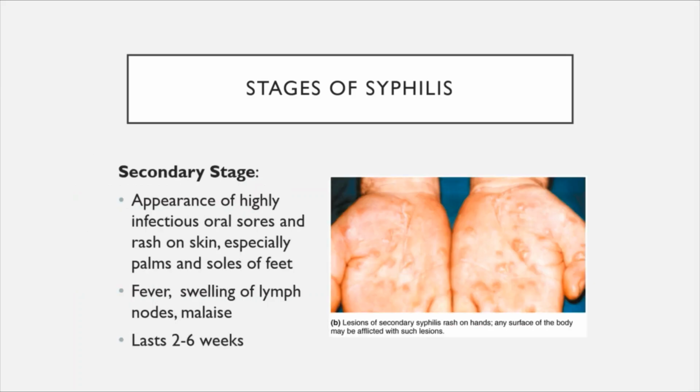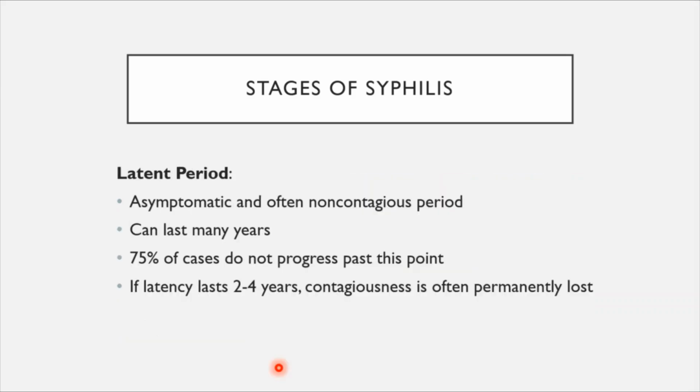The secondary stage is characterized by the appearance of highly infectious and contagious sores in the mucous membranes of the mouth, and a rash on the skin, in particular on the palms of the hand, as you can see right here, and on the soles of the feet. It's also accompanied by a fever, swelling of the lymph nodes, and a general feeling of malaise. And this stage lasts 2 to 6 weeks, after which the disease enters a latent period.